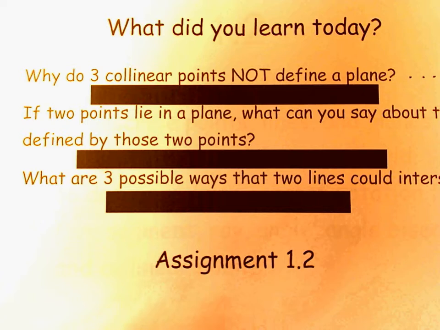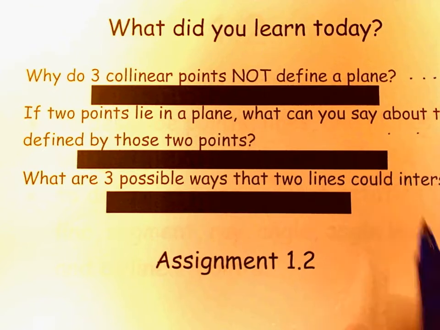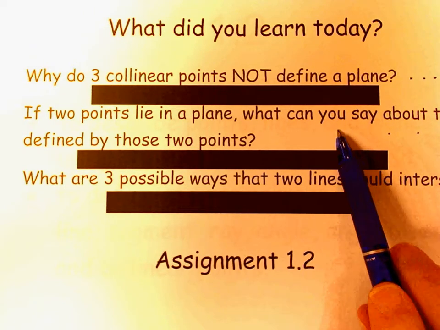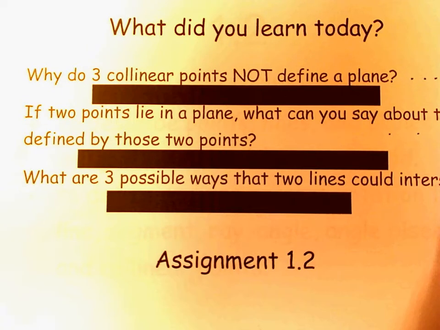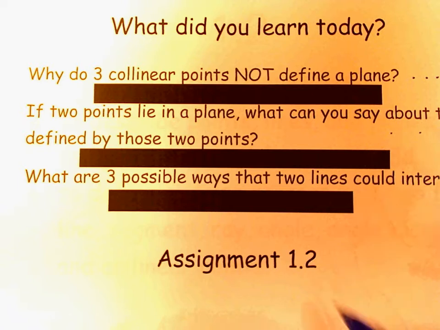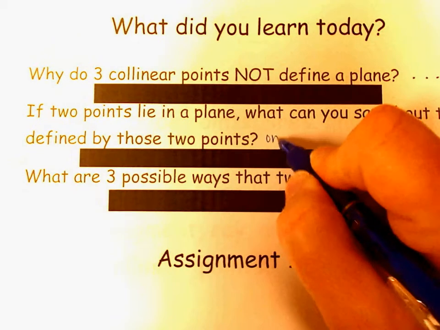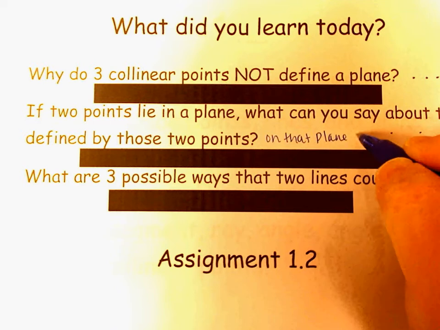If 2 points lie in a plane, what can you say about the line that is also defined by those 2 points? So I have 2 points on this sheet of paper, okay? The line that I would draw through those 2 points is also on the same sheet of paper, right? So if you have 2 points on a plane, then the line defined by that is on that plane too. It's also on this sheet of paper that we're representing a plane with.